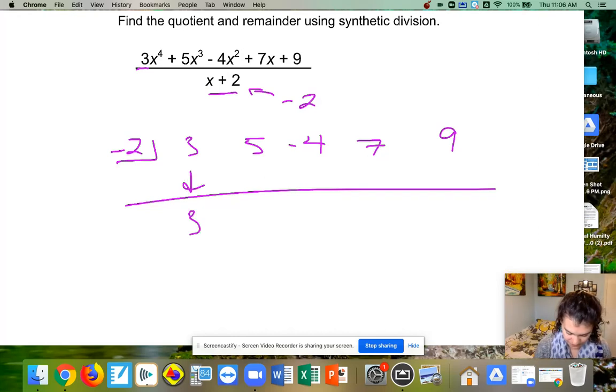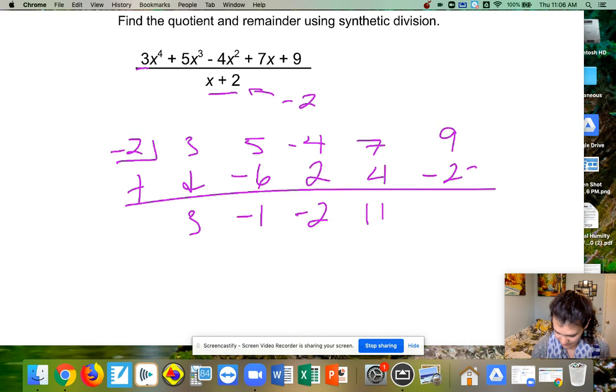Drop down the 3. Then do 3 times negative 2 is negative 6. Add those two together, and you get negative 1, which will then give you 2, gives you negative 2, which gives you positive 4, which gives you positive 11, negative 22, negative 13. So you get pretty fast at doing this if you do it more than once. Again, this is the remainder.